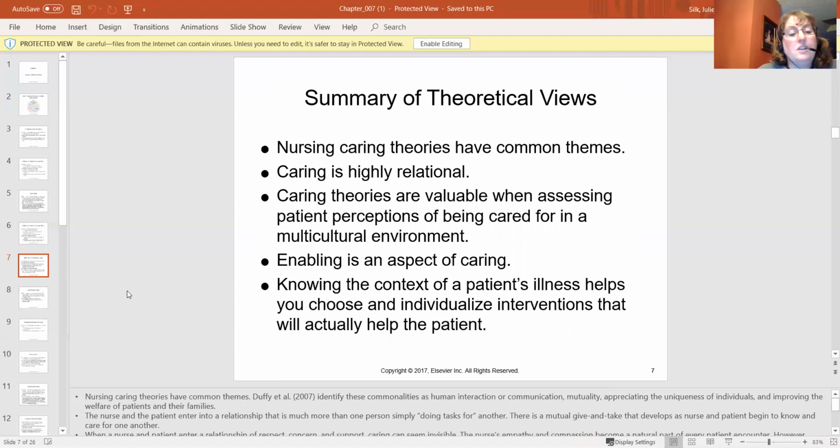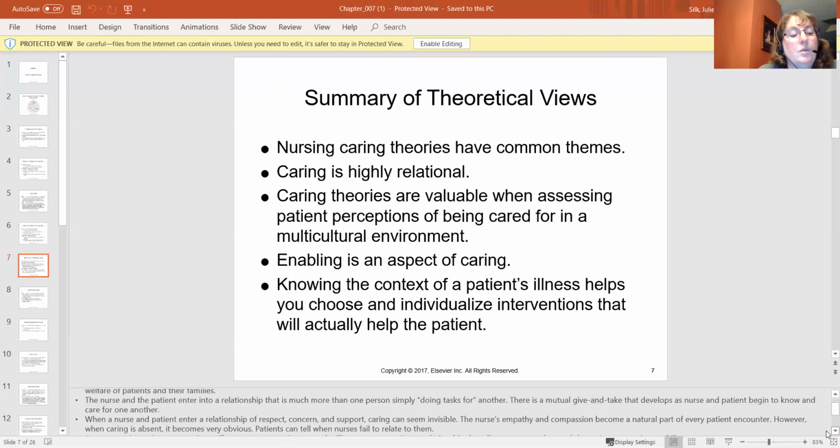Nursing caring theories have common themes. So they identify commonalities as human interaction or communication, mutuality, appreciation of uniqueness of individuals, and improving the welfare of patients and their families. The nurse and the patient enter into a relationship that is much more than one person simply doing tasks for another. There is a mutual give and take that develops as nurse and patient begin to know and care for one another.